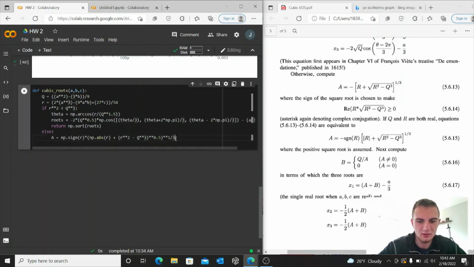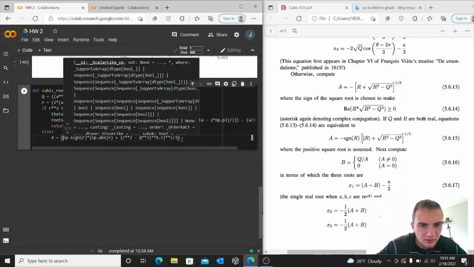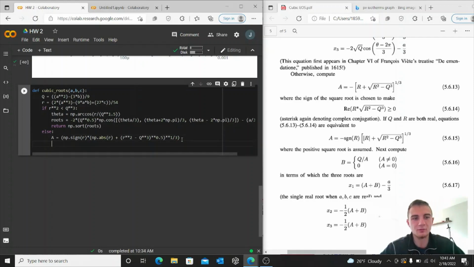Okay, let me see here, if I add in our parentheses there, see if these match up. Yeah, they match up, so we should be good to go.